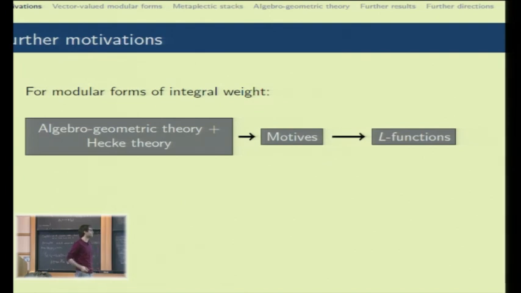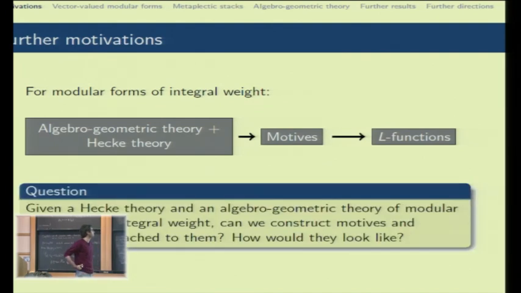So given that, if I give you an algebraic theory of modular forms of half integral weight, vector-valued modular forms, and there is, at least in the complex analytic case, a well-known theory of Hecke operators for these objects, can you construct motives attached to these objects?